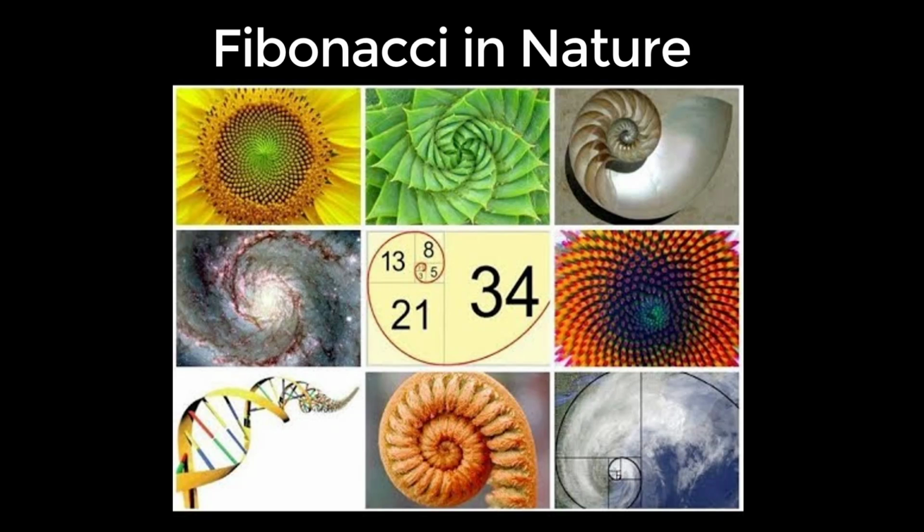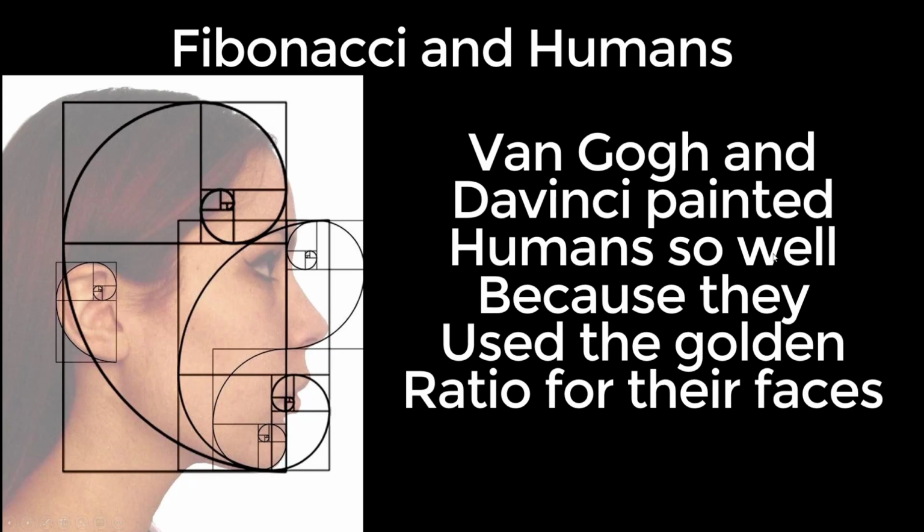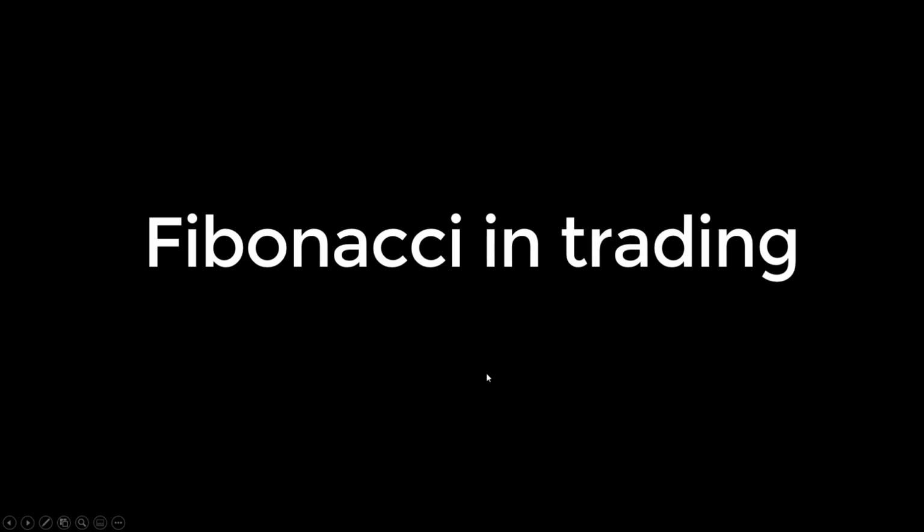Okay, so you got Fibonacci in nature. It applies to genetics. They found it in the solar system, weather, flowers, all kinds of different places. But they also found it in humans, and there's two really famous portraits from Van Gogh and Da Vinci. What they found is that they used this Fibonacci sequence for the ratio of the eyes, where the nose is placed, the ratio of the ear. And that's how some of their drawings look so good.